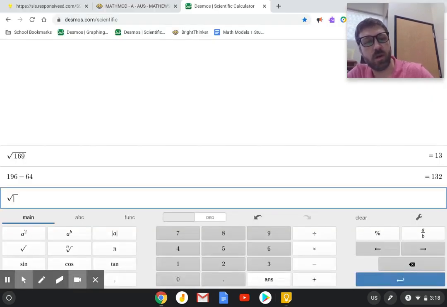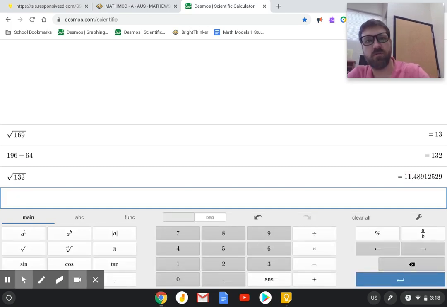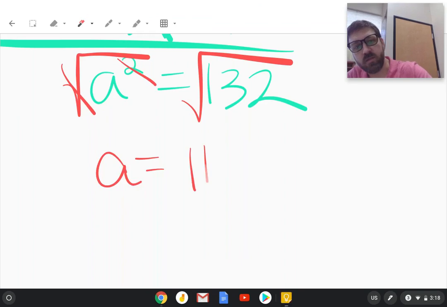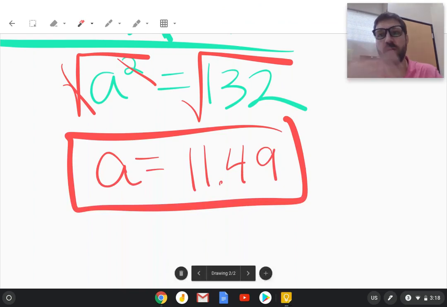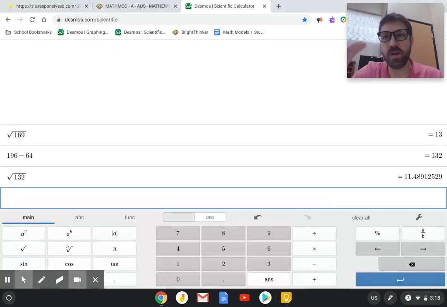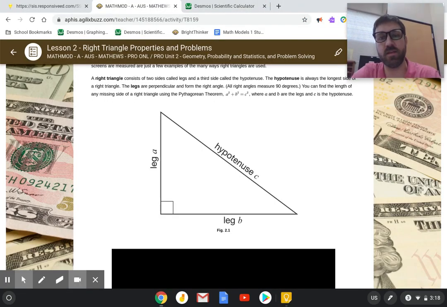Go try that over here. Square root of 132 doesn't equal a whole number. It's 11.49. And so that's what I'll put. 11.49 is the approximate answer. So you can see it's okay if it doesn't work out evenly. You're still going to put your answer like that. And these examples are going to be all the examples that you're going to be seeing in the lesson.